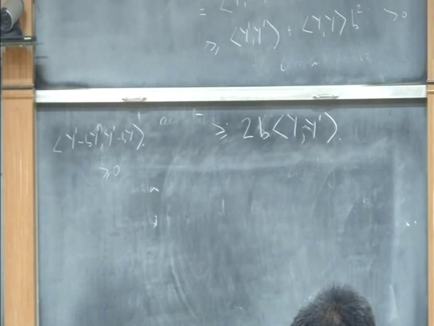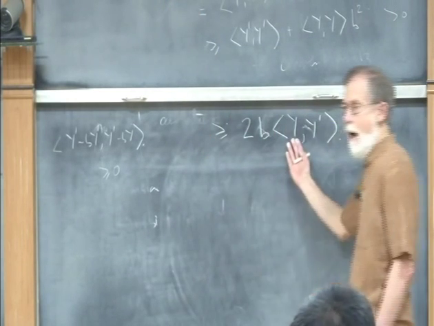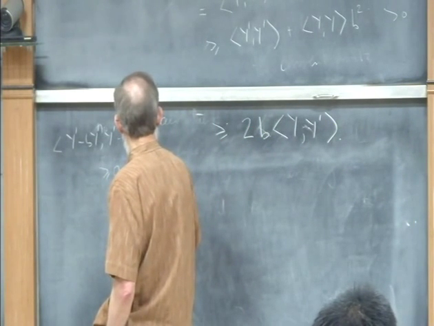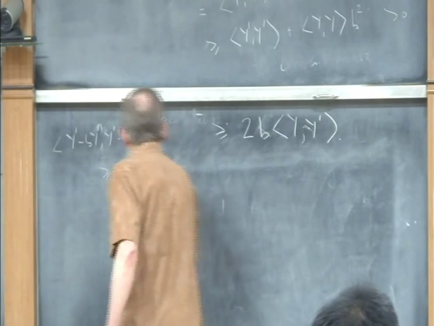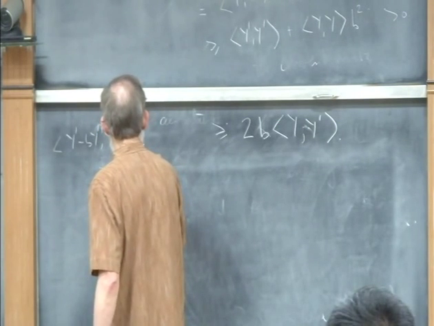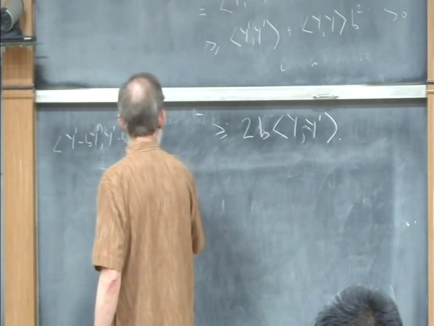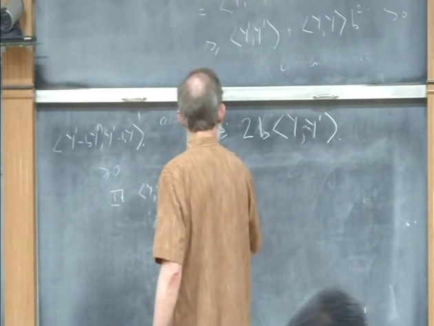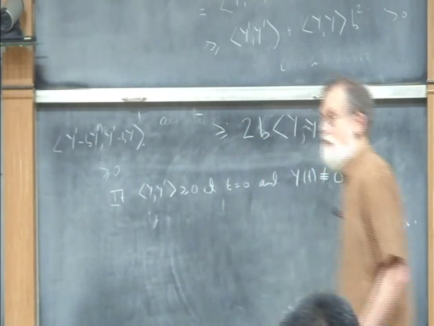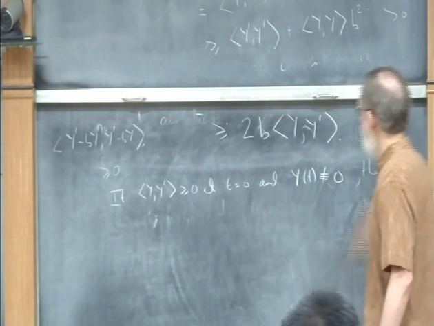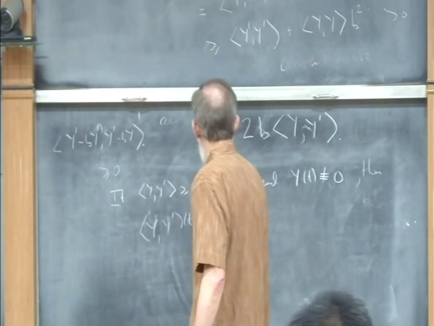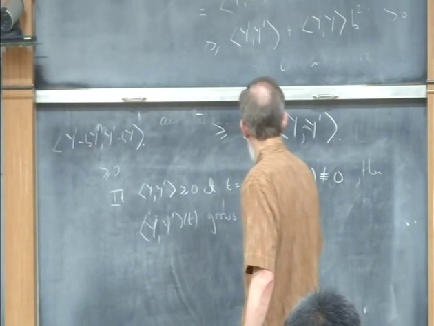And so if you compare this with that, this is going to tell us that if y prime is greater than or equal to 0 at t equals 0, and y of t is not identically 0, then y prime of t is going to grow exponentially.